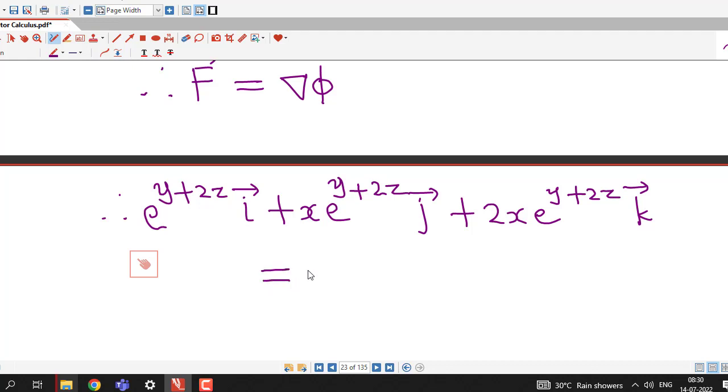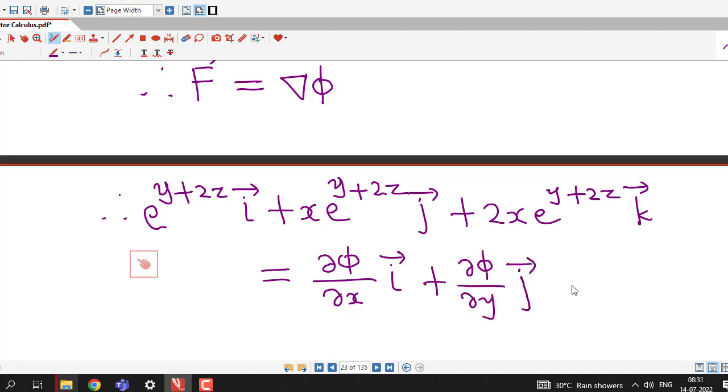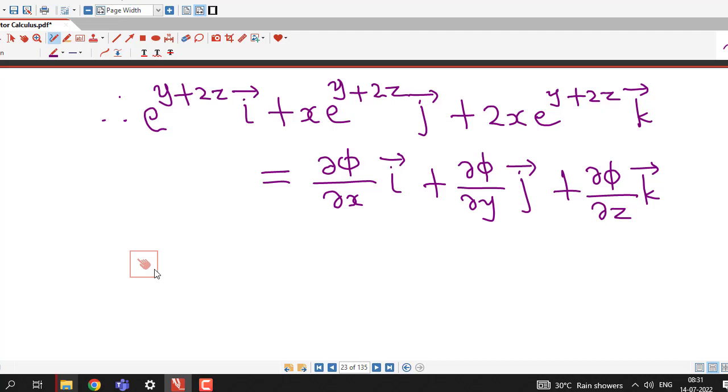And by the definition of gradient, gradient of phi will be equal to del phi by del x times i plus del phi by del y times j plus del phi by del z times k. So we are substituting these two vectors, f bar, which is the given vector field, and gradient of phi, which we have written by the definition. Now, because two vectors are equal, their components must be equal.